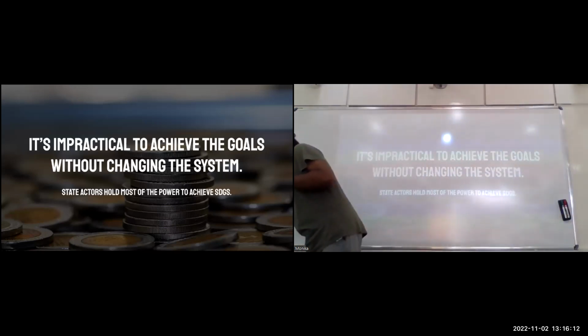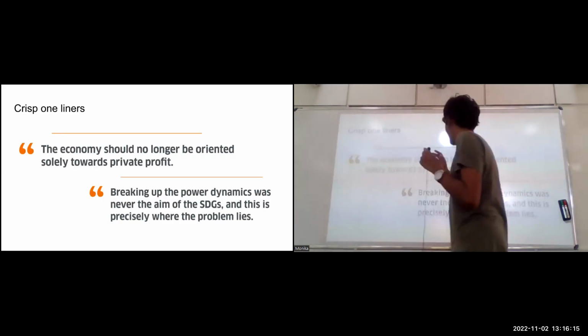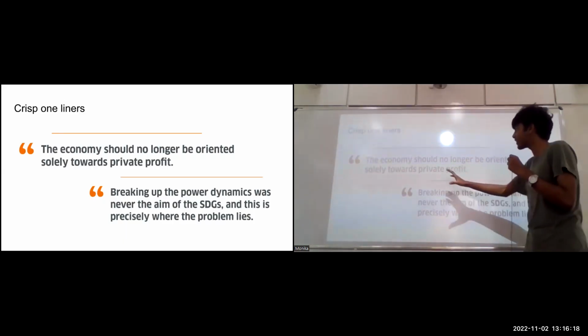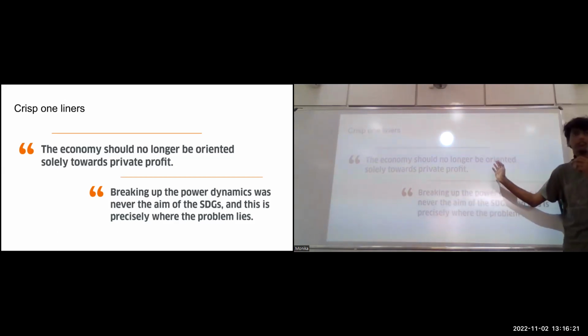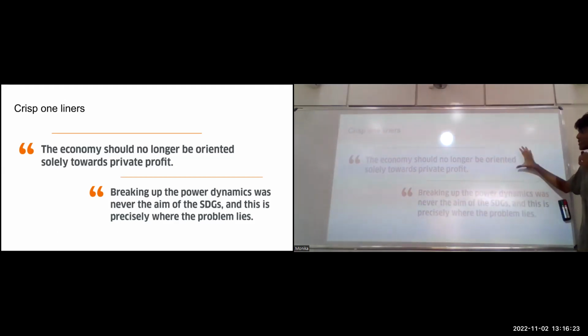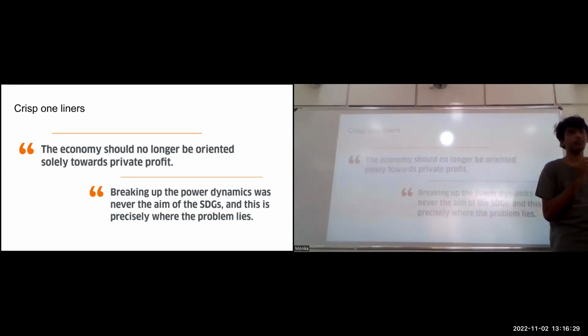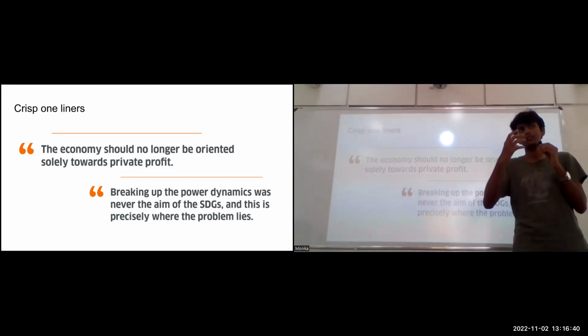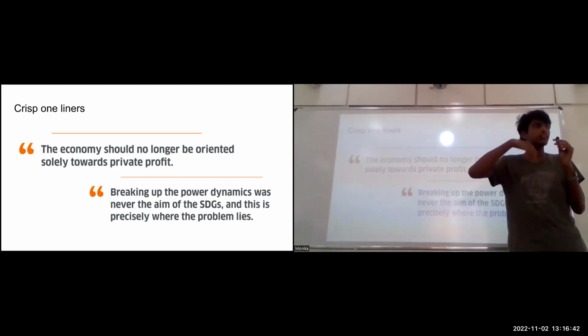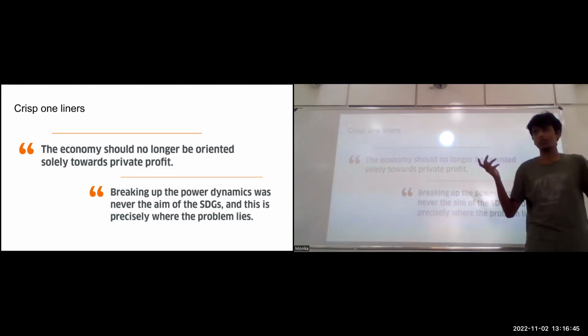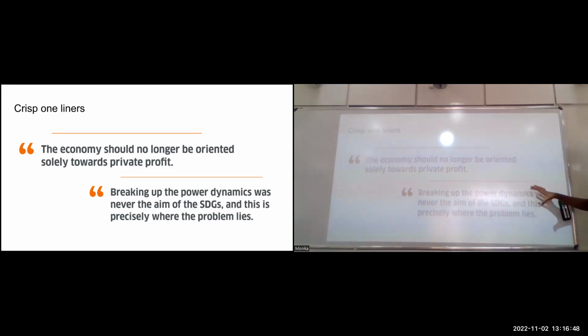And now I will show you 2 quotes. So first one says, the economy should no longer be oriented solely towards private profit, which if you connect it to SDG, by following sustainable development goals, it's less likely that a country or let's say a private firm will be able to gain private profit, because the incentive is profit, and it just works towards profit. So there is no SDG in play. And secondly, the approach that SDG takes is wrong.